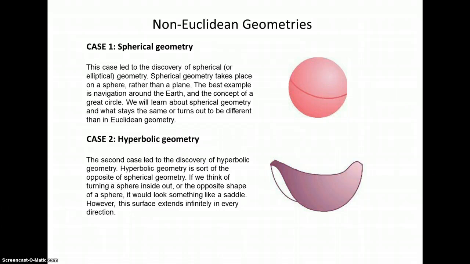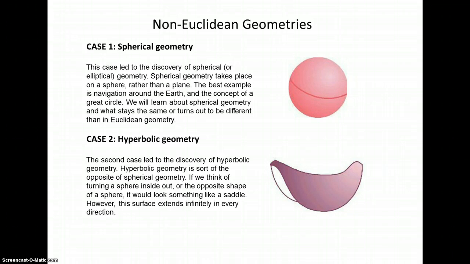Spherical geometry is the case that led to having no parallel lines. This geometry takes place on the surface of a sphere rather than on a Euclidean plane like we're used to. The best example of the application of spherical geometry is navigating around the Earth, usually done by airplanes but also by boats. This is where we come up with the concept of a great circle.